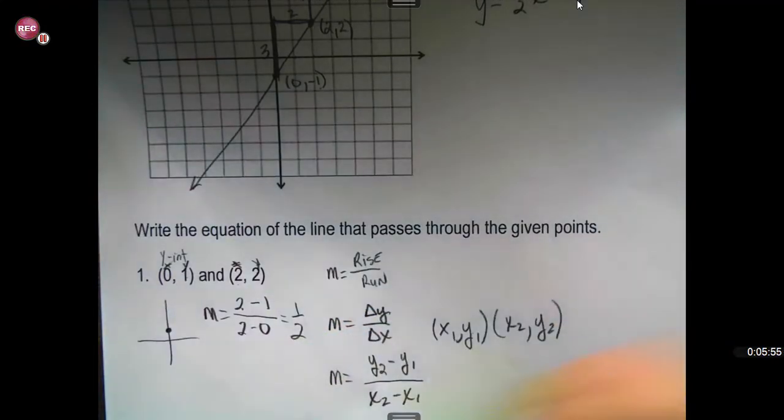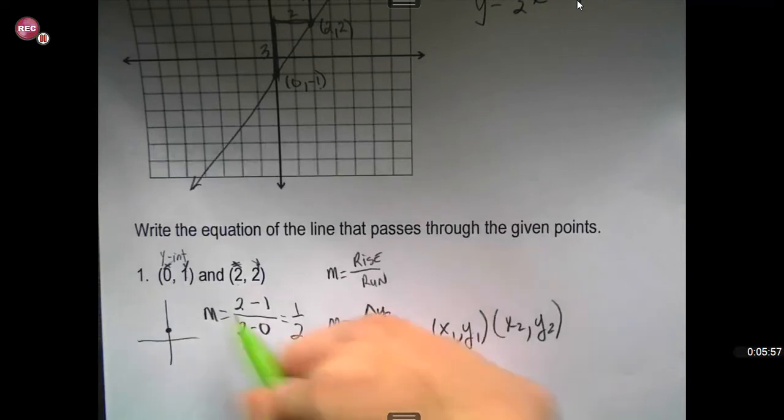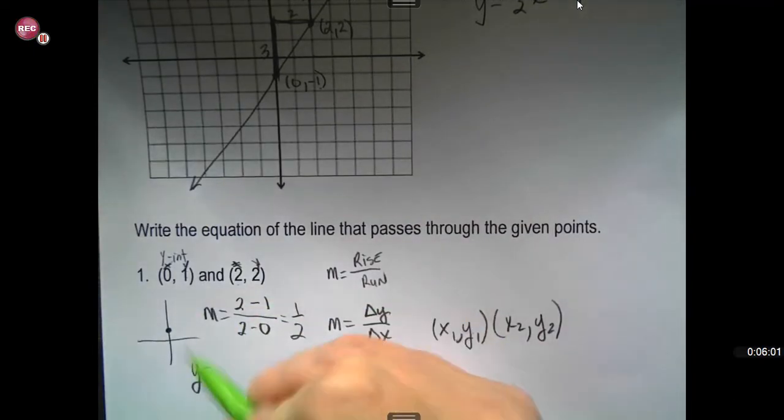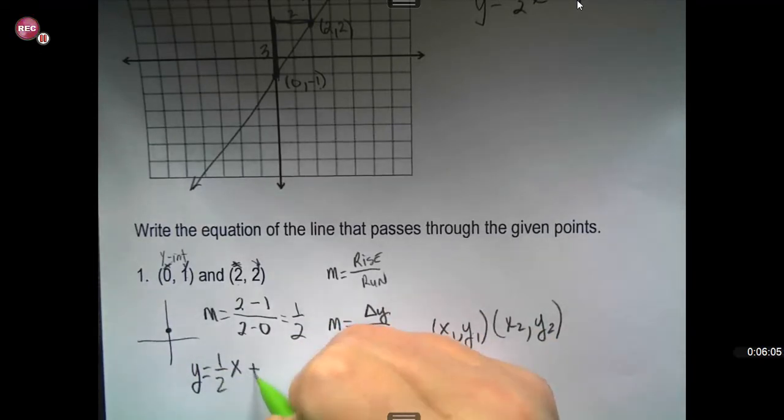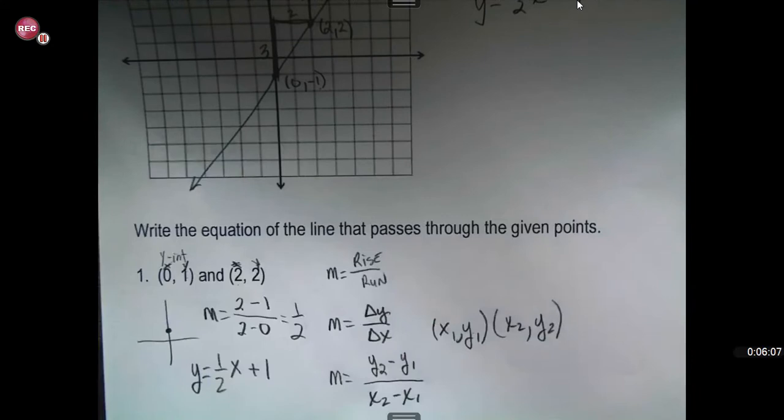So I have the slope, I have the y-intercept. So the equation of the line that goes through those points is y equals 1/2 x plus 1. It already has the y-intercept for us there. Now, it's not always going to have the y-intercept for us there. We're going to have to find that algebraically, which is not difficult. So here we go, full scale.